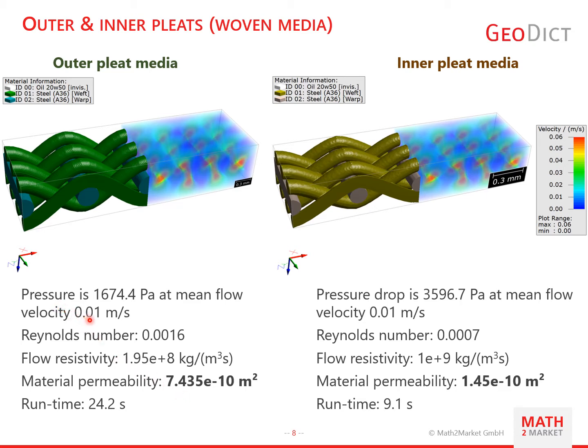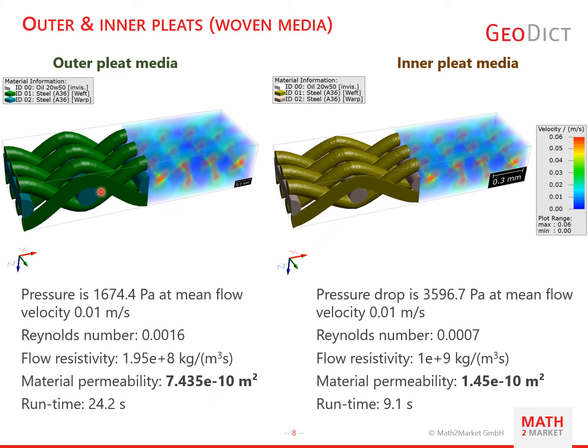We considered a very low velocity as the mean flow velocity, so that we have a small Reynolds number, so that we can use a Stokes equation. And in the Stokes regime, of course, the material permeability is constant because the pressure drop increases linearly as a function of velocity. These material permeabilities for outer pleat media and inner pleat media are necessary to provide later as input parameters for the macro scale filter simulations.